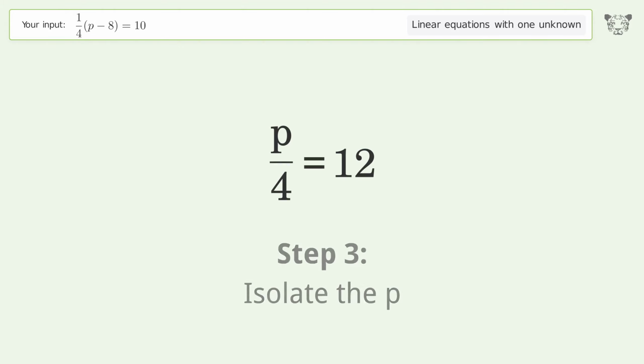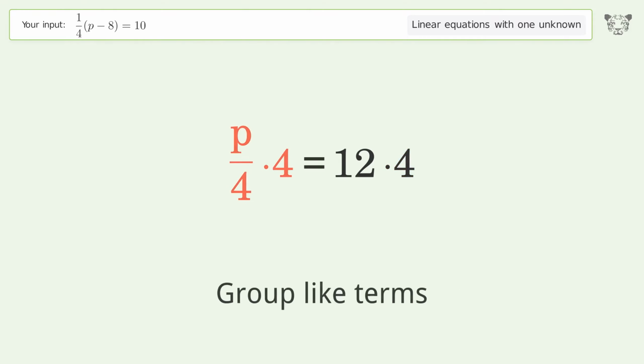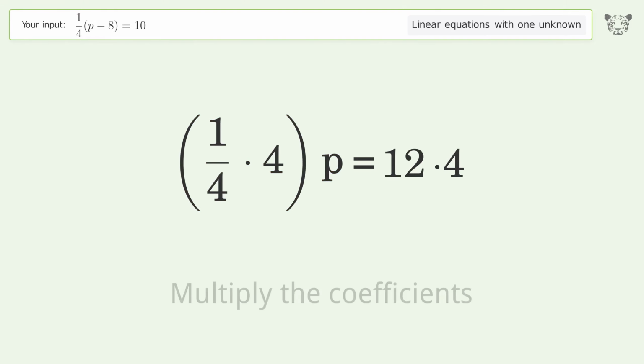Isolate the p. Multiply both sides by 4. Group like terms. Multiply the coefficients.